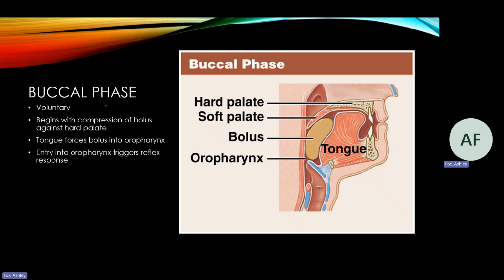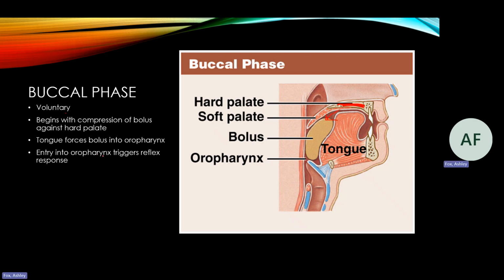First, the buccal phase, again, is voluntary. You decide to all of a sudden swallow. What happens is you push your tongue superiorly, or up, and smush that bolus, that ball of food, against your hard palate, the roof of your mouth. So against the hard palate. You push the tongue up and it pushes the bolus back to the posterior part of the oral cavity and then it goes into the oropharynx, so into the throat part.